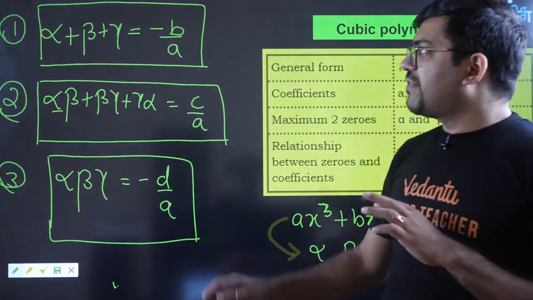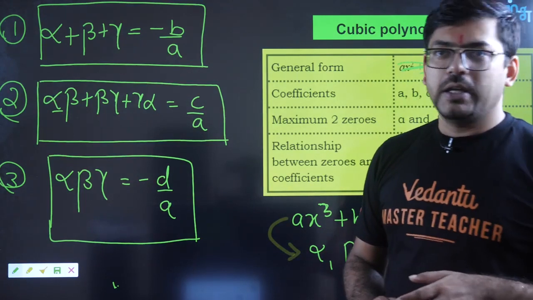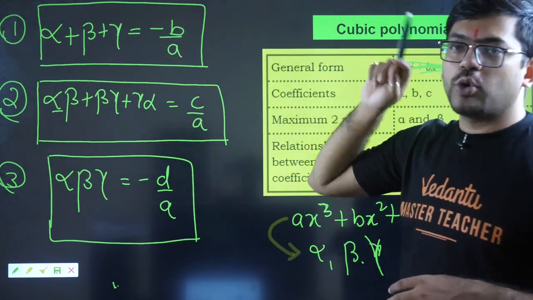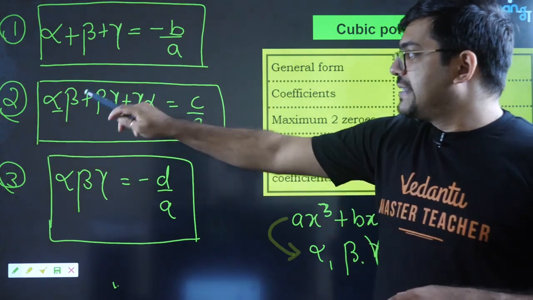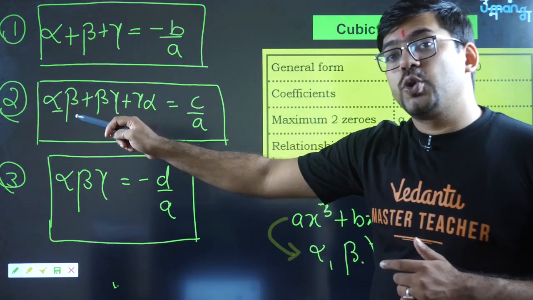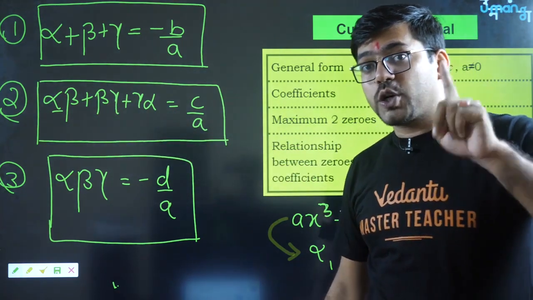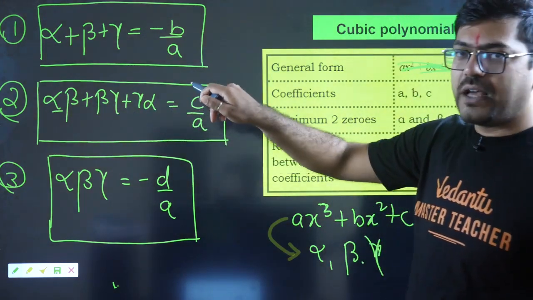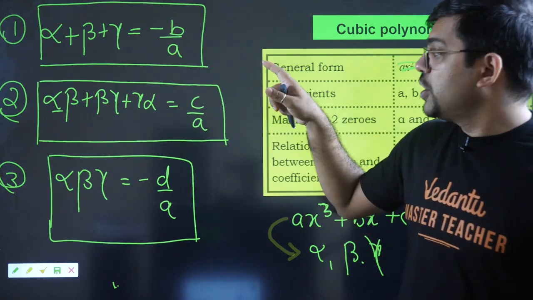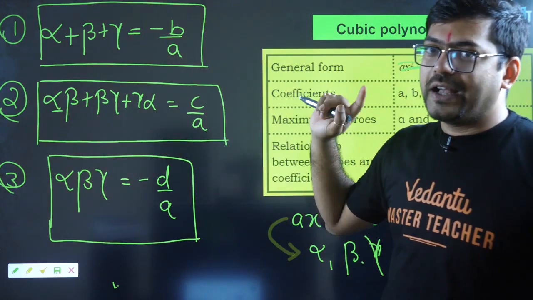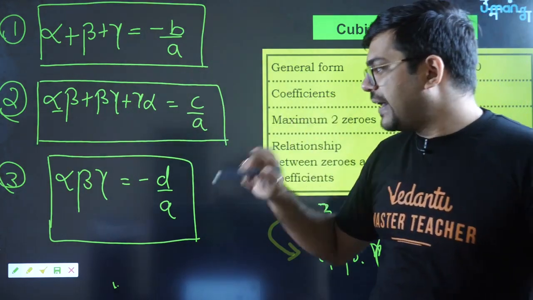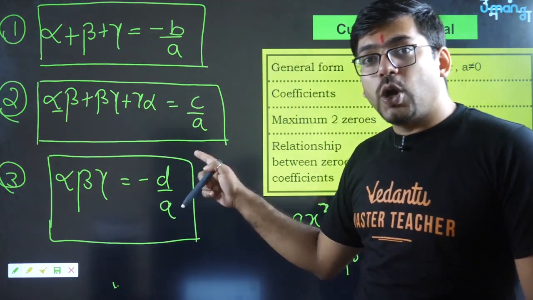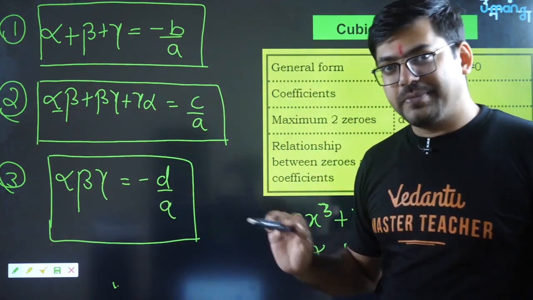So alpha plus beta plus gamma equals minus b by a. That is, sum of zeros is equal to minus coefficient of x square upon coefficient of x cube. This is called the sum of product of zeros taken 2 at a time. So here you will write alpha beta plus beta gamma plus gamma alpha equals c by a, that is coefficient of x upon coefficient of x cube. And here you will write product of zeros alpha into beta into gamma is equal to minus constant upon coefficient of x cube. That's it.